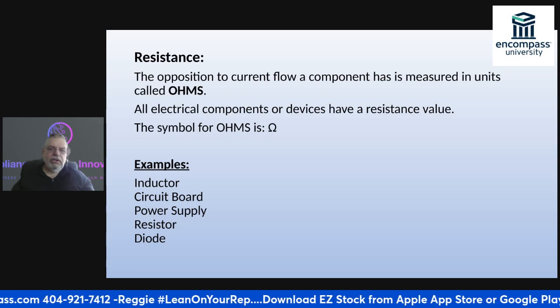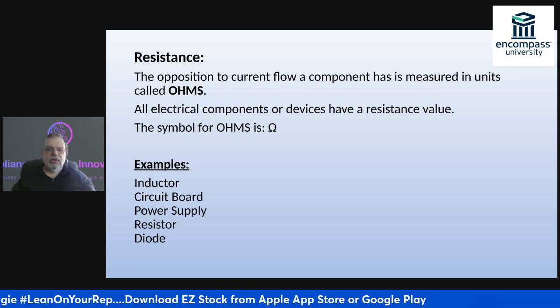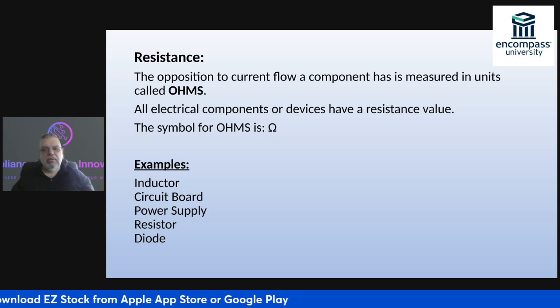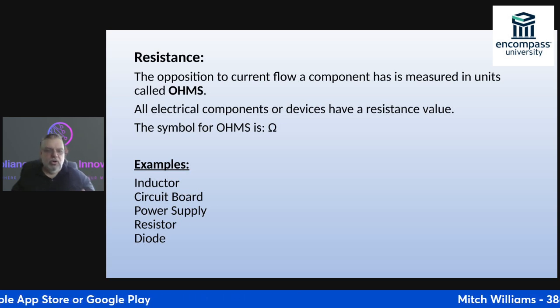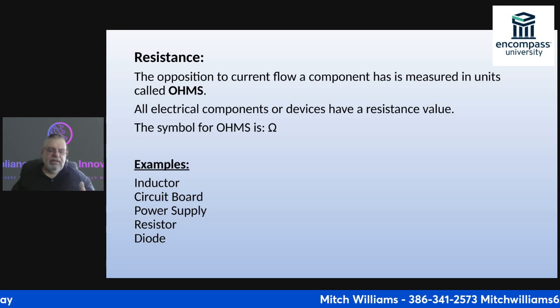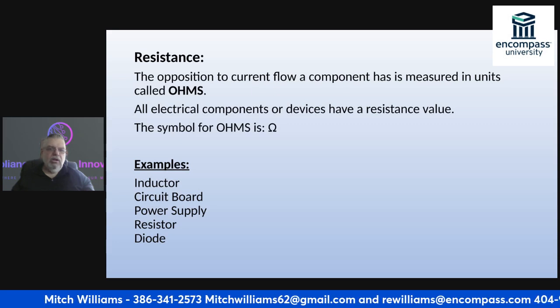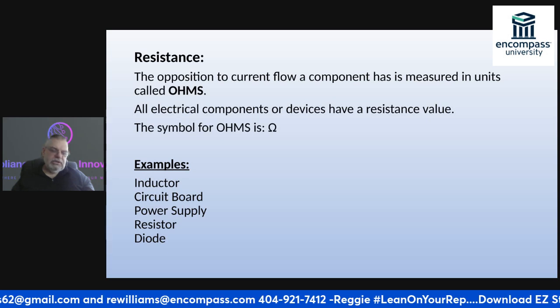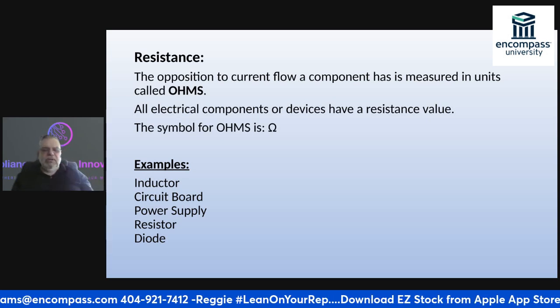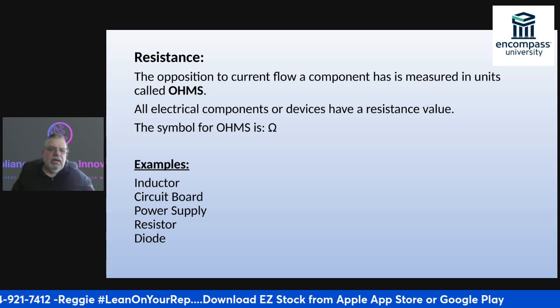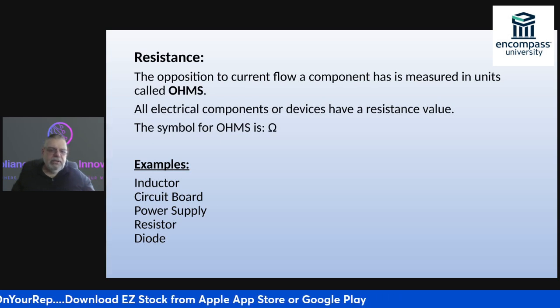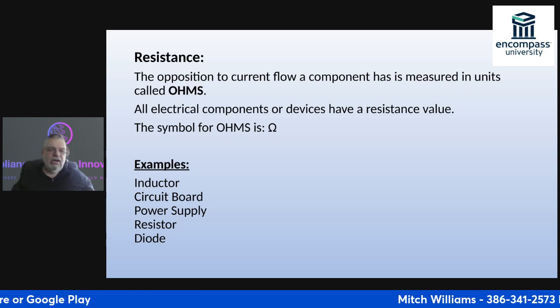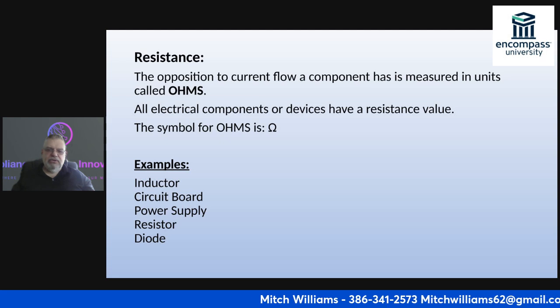So what is resistance? Resistance is the opposition to current flow. A component's resistance is measured in units called ohms, and you need to remember that the symbol for ohms is the omega symbol. All electrical components or devices have a resistance value. Examples are an inductor, a circuit board, a power supply board, a resistor, a diode. Those are all examples of things that have resistance.